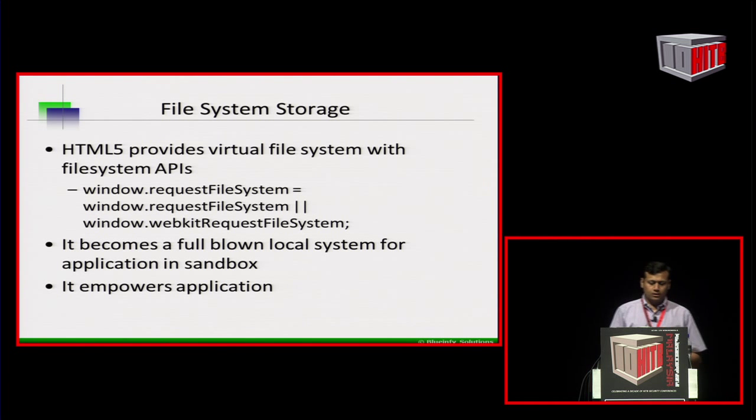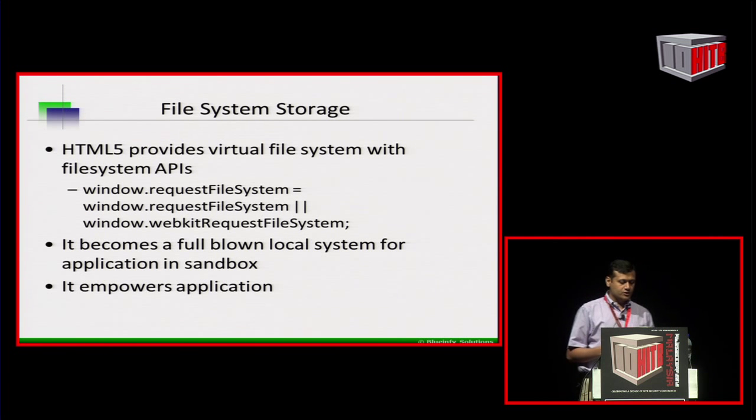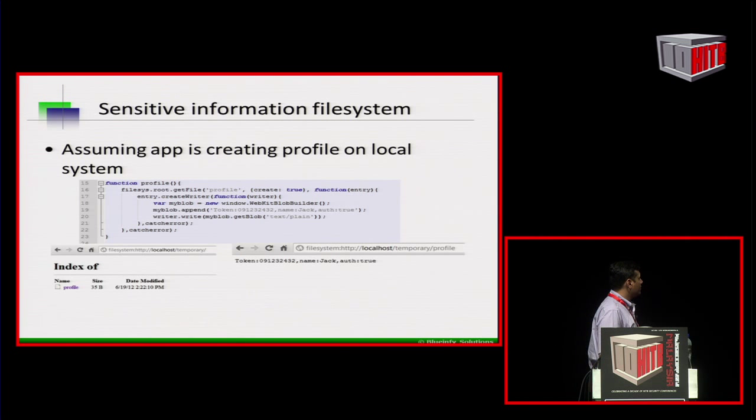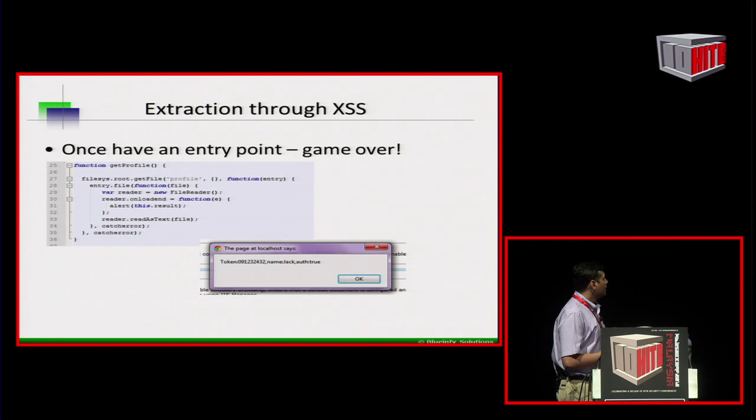Another interesting thing in HTML5 is the local file system, like requestFileSystem, webkitRequestFileSystem, whichever browser you're using. So you have a full-blown file system. Say, for example, an application creates a file system in your browser. So this is a browser file system, and it writes some tokens to a file. Here is a profile file. It has some kind of token or sensitive information or last transactions and so on. And if you pass on this payload, pretty much you can retrieve all the different files which are residing on the file system.